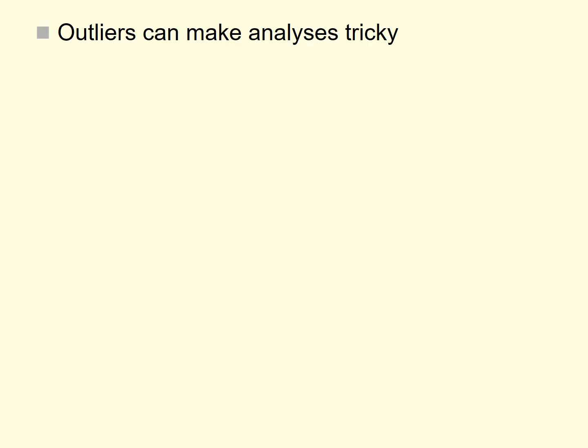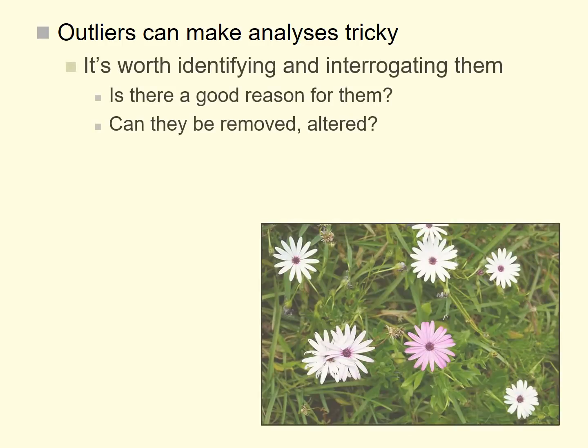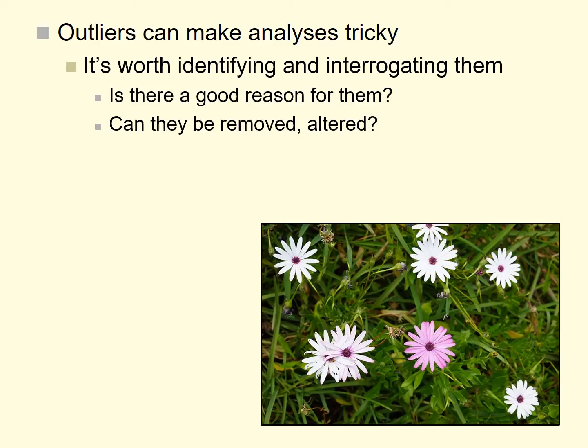So outliers can make our work tricky, and for that reason I think it's worth identifying them and interrogating them. And by interrogate, I just mean asking some questions like, is there a good reason that we have these outliers in our data set? And if there is a good reason, or if we can understand where they're coming from, does it make sense to remove them or perhaps replace them with other less extreme values? So let's consider a little bit about how this might work.